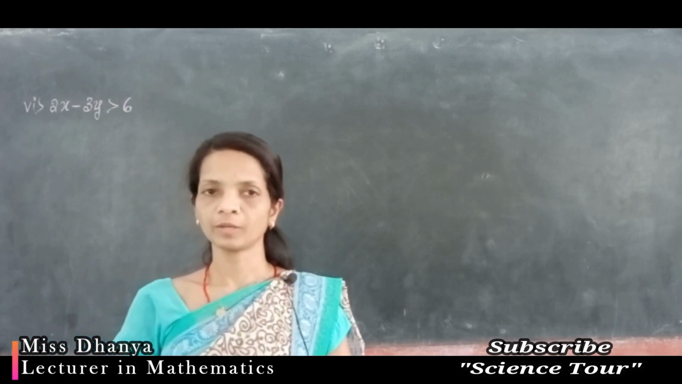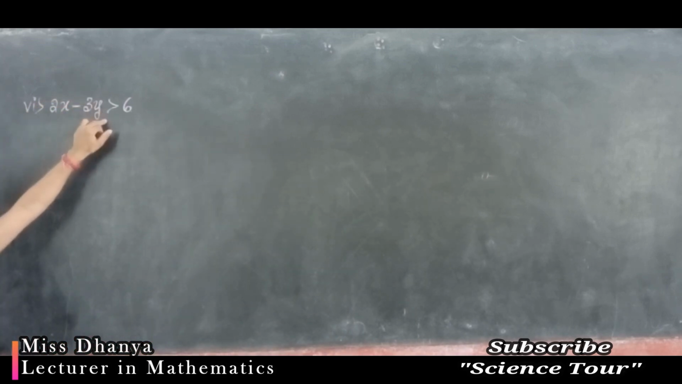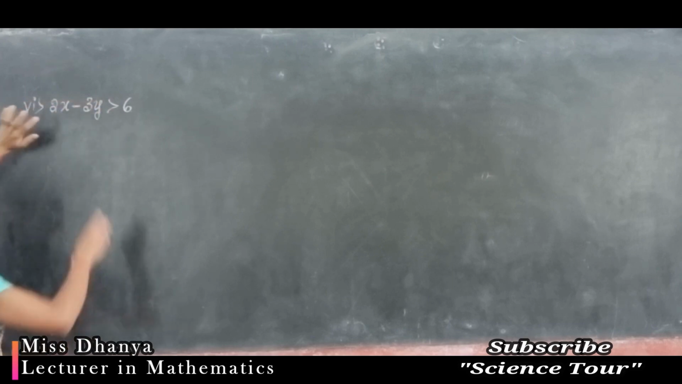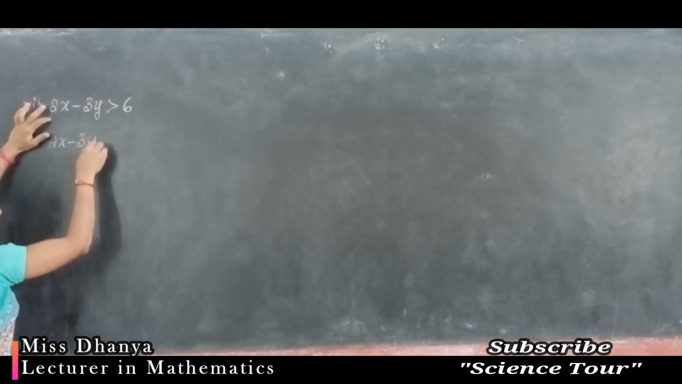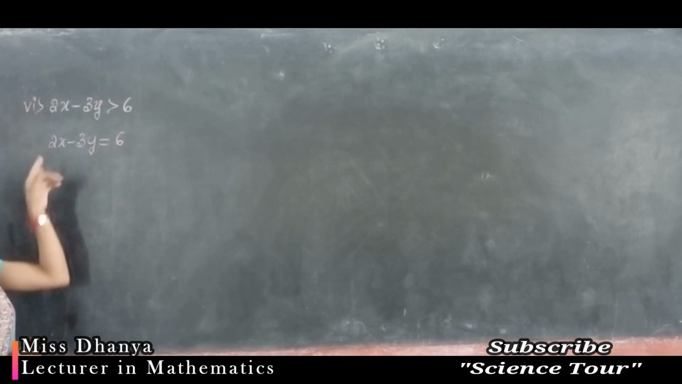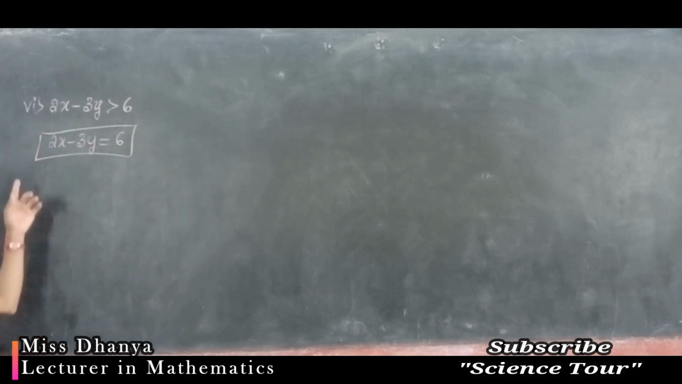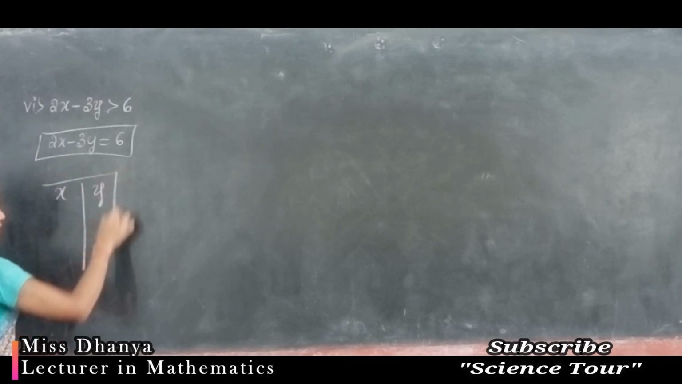Next problem is this one, 2x minus 3y greater than 6. Replace the inequality symbol by an equal to symbol first. Okay. So then you will get what? You will get one equation, that is the equation of a line. And next you have to draw the graph of this. So you have to get 2 points. Any 2 points you can get.